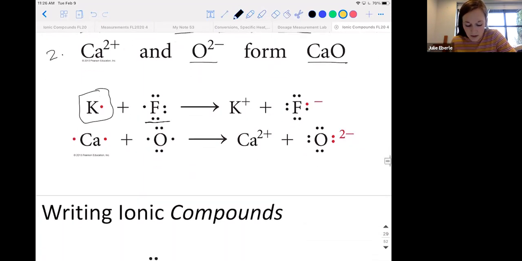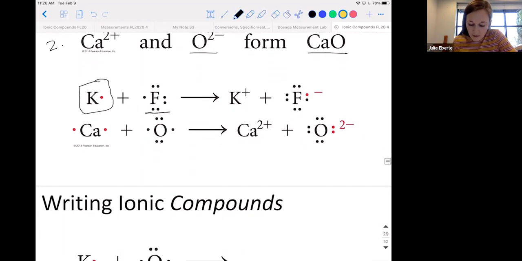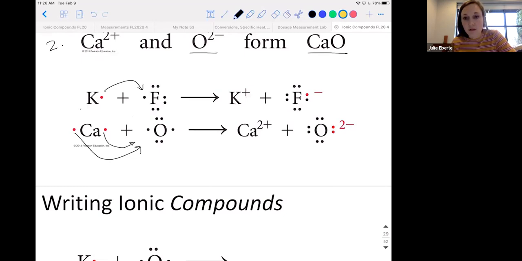Okay. And again, these pictures down here are just showing you from the viewpoint of their valence electron symbols or dot structures how these things come together. Okay. Potassium, again, is going to give this valence electron to fluorine. Calcium is going to give both of these valence electrons to oxygen.